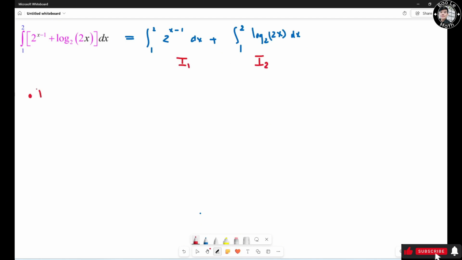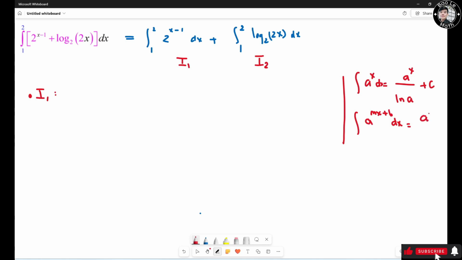Now I need to calculate I1. So recall we have the formula, the antiderivative of a raised to the s is going to be a raised to the s over natural log of a plus c, right? In this situation, it's not a to the s, it's a to the s plus something, so it's going to be like this. The integral of a to the ms plus b ds turns out to be a to the ms plus b over m times natural log of a, right? Don't forget to add c.